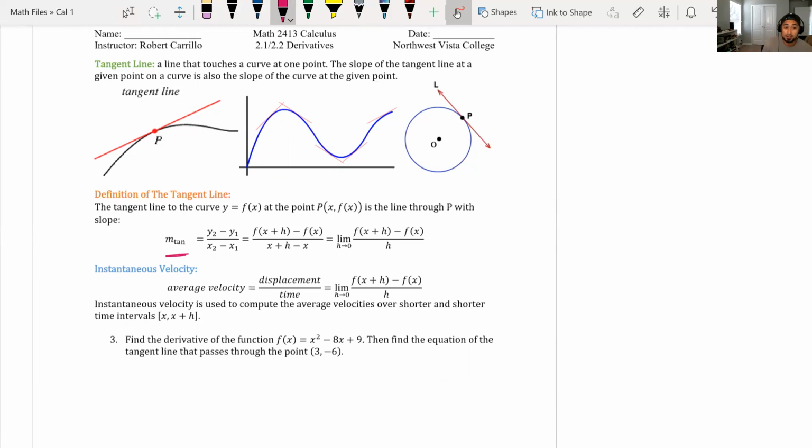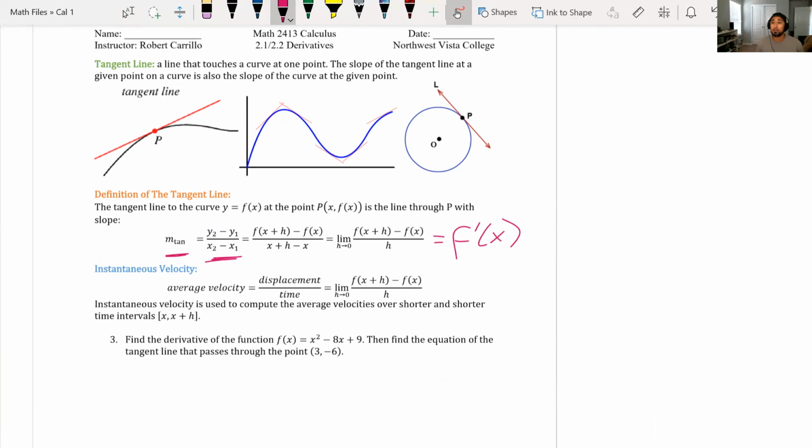Look at this. The slope of the tangent line is the same as y2 minus y1 over x2 minus x1, which is the slope formula we learned in elementary school, right? And then that translates into f of x plus h minus f of x over x plus h minus x, which then translates into the limit of the difference quotient function, the limit as h approaches 0 of f of x plus h minus f of x over h. What we've been doing all day today, right? And we know that this is also the definition of the derivative.